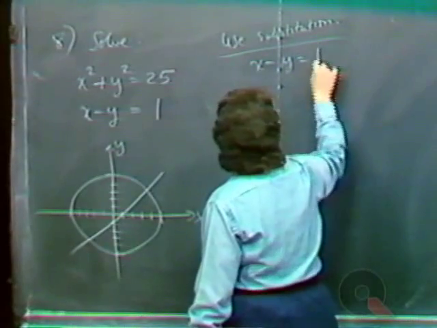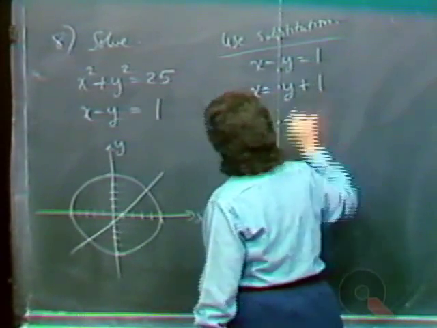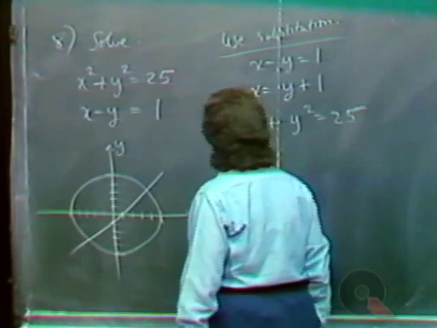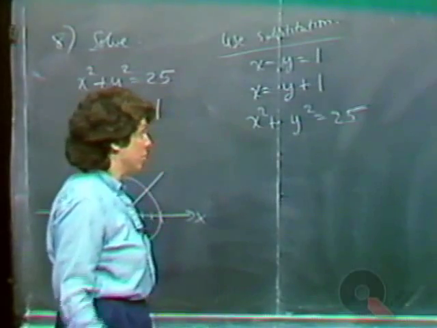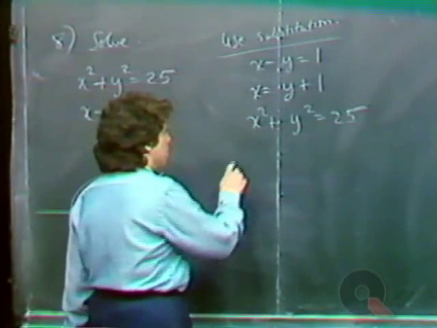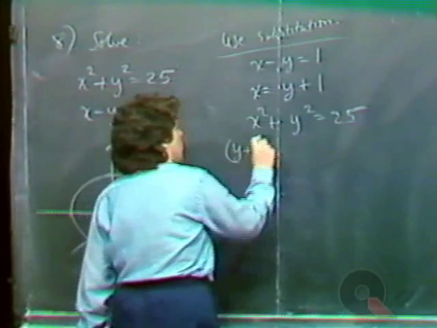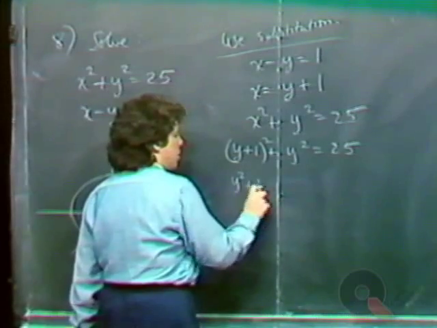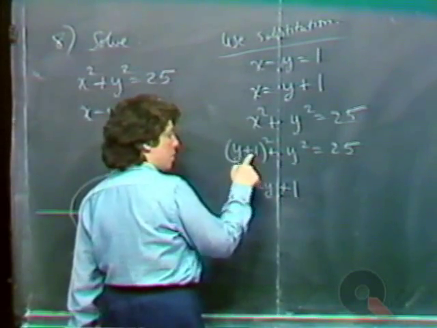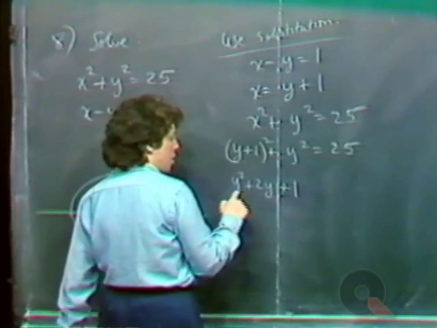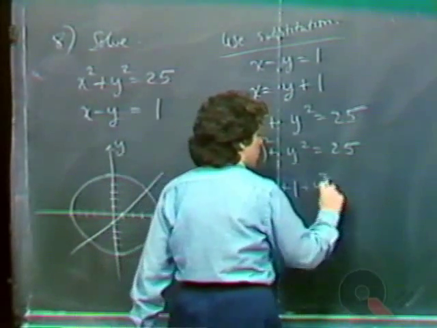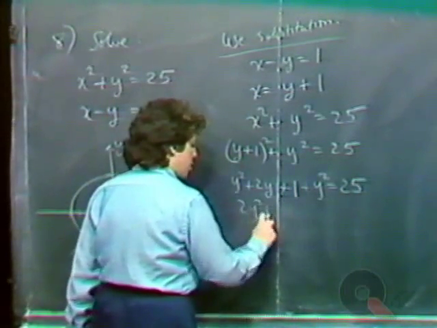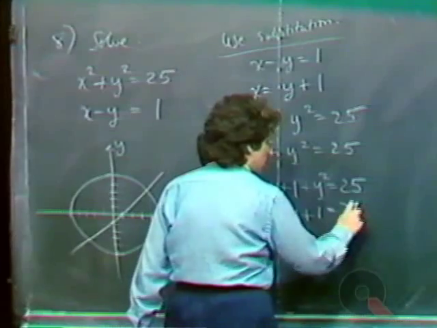Use substitution. X minus y equals 1, so x is y plus 1. Substitute that value for x into the original equation, x squared plus y squared equals 25. We get y plus 1 squared plus y squared is 25. Y plus 1 squared is y squared plus 2y plus 1, plus y squared is 25. 2y squared plus 2y plus 1 is 25.